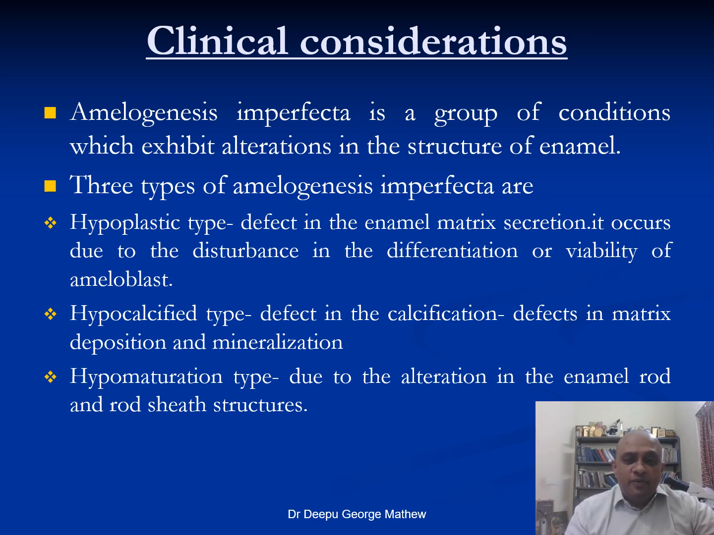You have three types of amelogenesis imperfecta: hypoplastic type, where the defect is in the enamel matrix secretion, due to a disturbance in the differentiation or viability of ameloblasts. Hypocalcified, where the defect is in the calcification. Hypomaturation, which is due to an alteration in the rod structures. Okay. So with this, this portion is over.